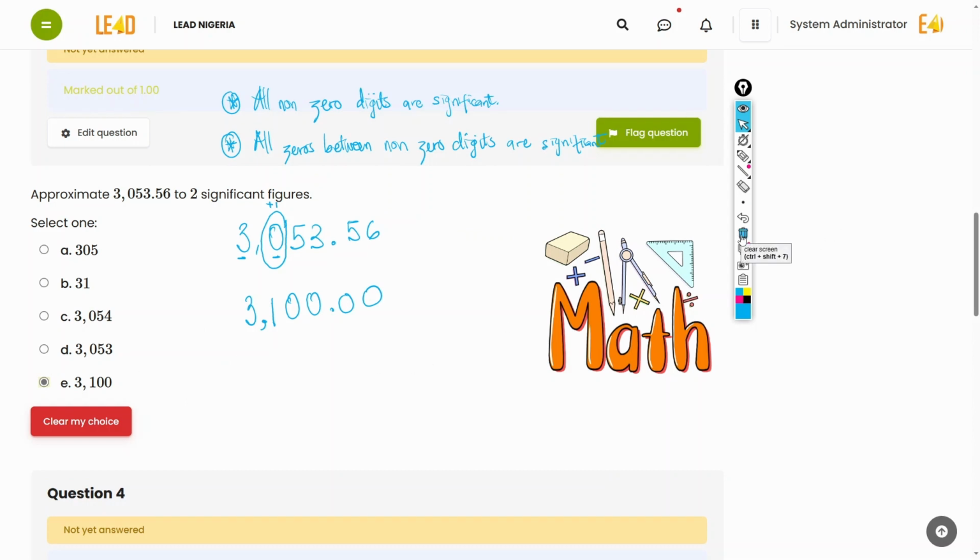So again, the rules for significant figures: all non-zero digits are significant. So if it's 2, 7, 5, 1, 9, 3, whatever, they're all significant. But then all zeros between non-zero digits are also significant. So if you have a 0 trapped between two non-zero digits, that 0 is also significant.